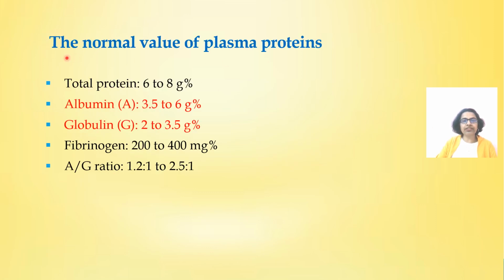And let us identify the normal values of plasma proteins. Total protein 6 to 8 gram percent. Albumin 3.5 to 6 gram, globulin 2 to 3.5 gram, fibrinogen 200 to 400 milligram, A by G ratio. What do you mean by A by G ratio? Albumin by globulin ratio is 1.2 to 1 to 2.5 to 1.